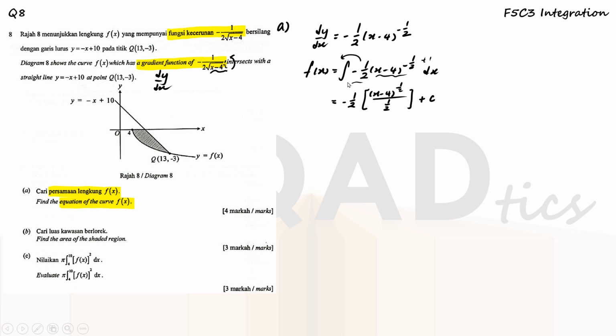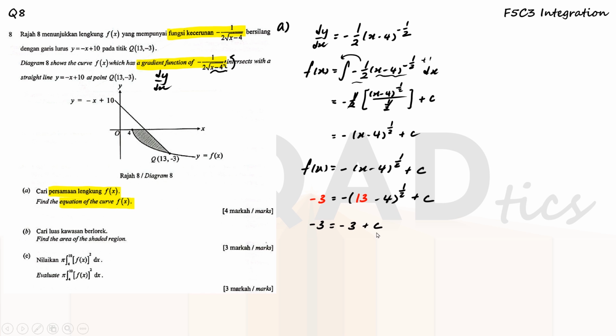Plus c because the limits are not given. Right? So here, 1/2, 1/2, we cross off. So the final result would be this, right? But here we need to find the value of c, so very simple, we can just use one of the coordinates from this line, which is q, and we just sub it here to find the value of c, right? So by rearranging, c is equal to 0, so this would be our final answer.